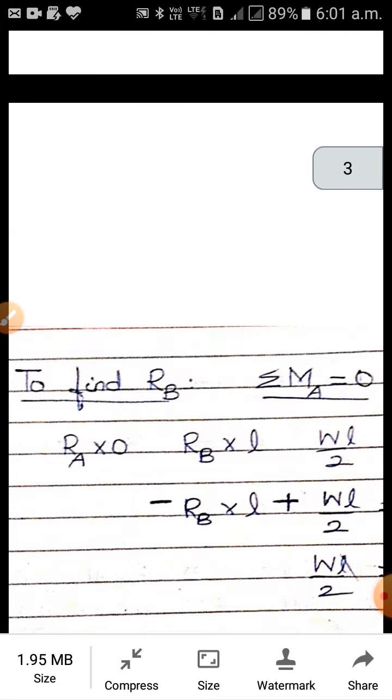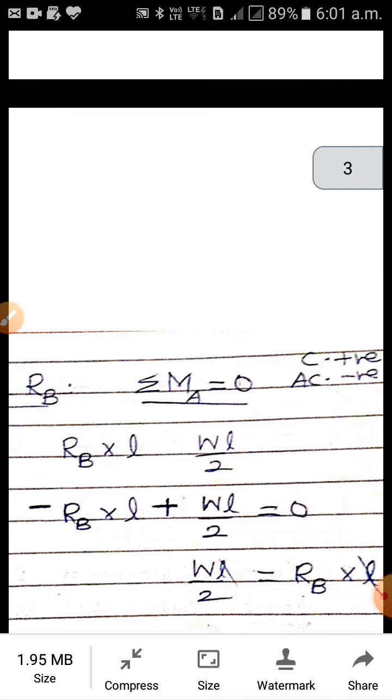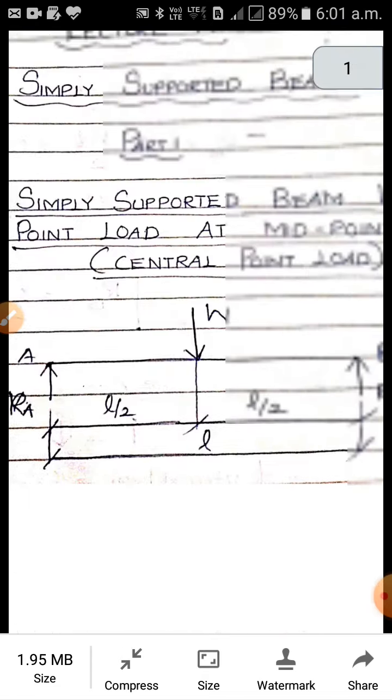Now this was about the calculation of RA. In order to find RA, we have to take the moment about the opposite end B. Now if you have to find RB, what you have to do? You have to take the moment about A, the opposite end. To find RB, take the moment of all forces about A. Summation MA equal to 0, clockwise positive, anti-clockwise negative.